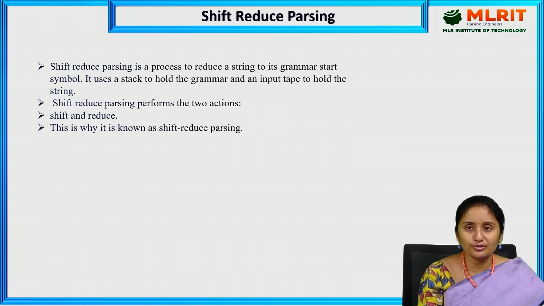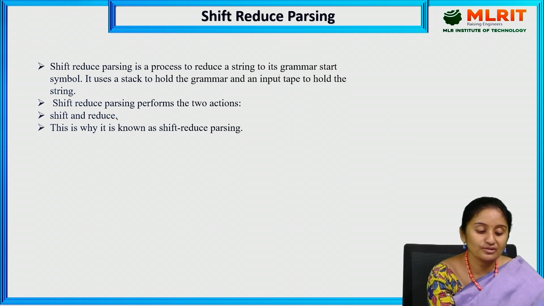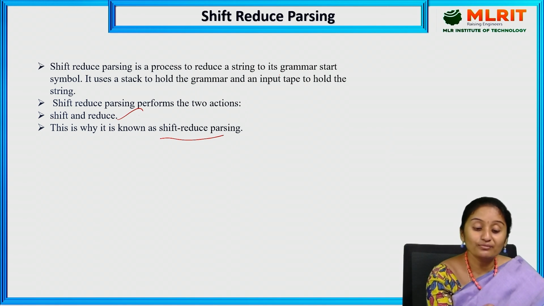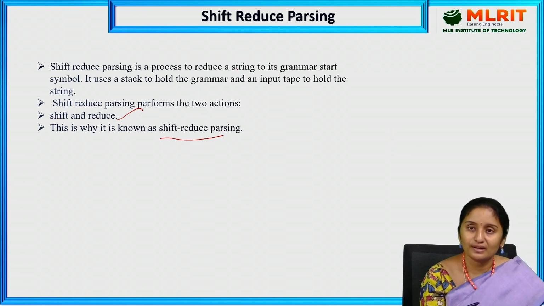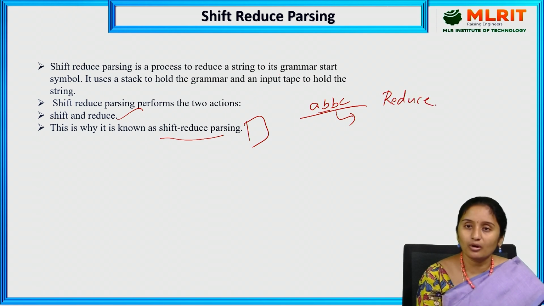So what is shift reduce parsing? Shift reduce parsing is a process to reduce a string to its grammar's start symbol. It uses a stack to hold the grammar and an input to hold the string. Shift reduce parsing performs two actions, shift and reduce, so that is why we call it shift reduce parsing. For example, I have an input string A, B, B, C and I am going to reduce this string. If I find the substring in my grammar or in my production, then I apply the action reduce.